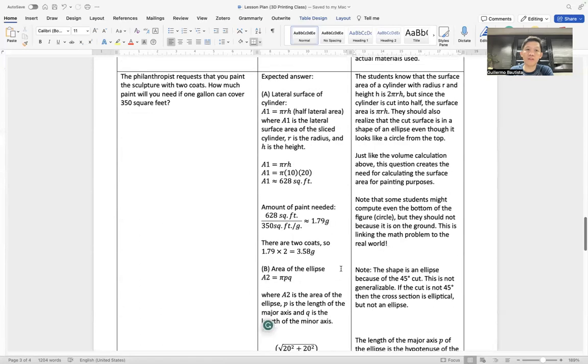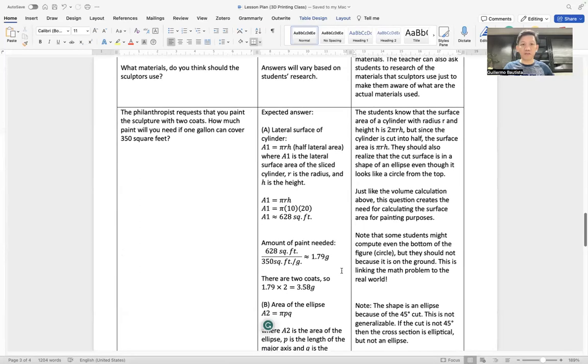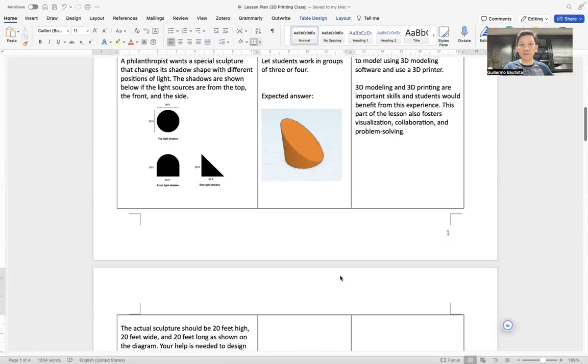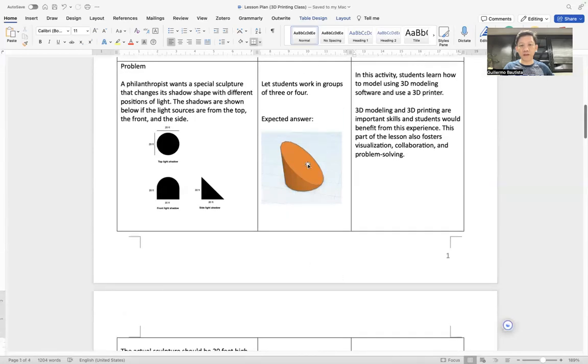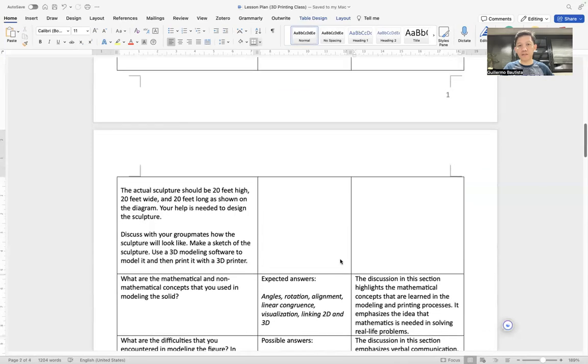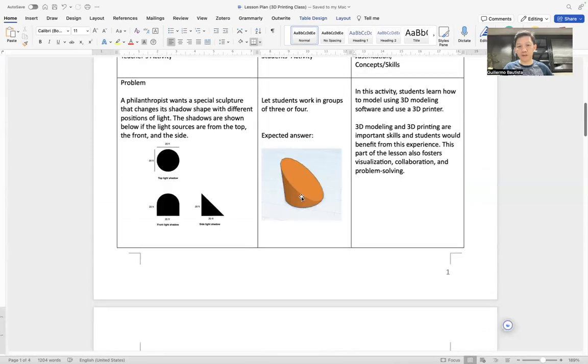So this one, the philanthropist requests that you paint the sculpture with 2 coats. How much paint will you need if 1 gallon can cover 350 square feet? So as you can probably see, this is more on the surface area. We want to find the surface area of the figure. And in finding the surface area, of course, we have the lateral area of the cylinder cut into half. So the lateral surface area is this area here.